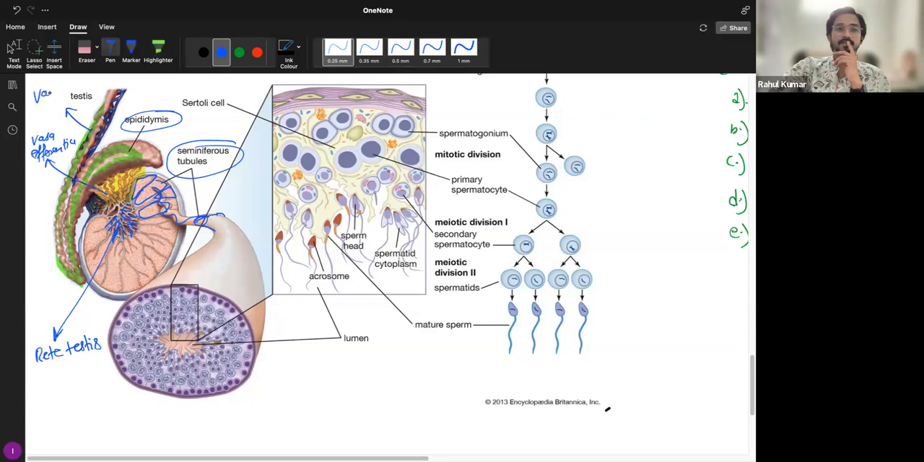Yes, this is vas deferens. Perfect. So is the overall anatomy clear to both of you, Rabia and Iram? It's very important. Yes, if you understand this anatomy, many questions become easier.